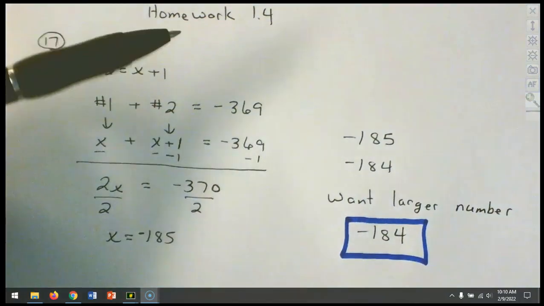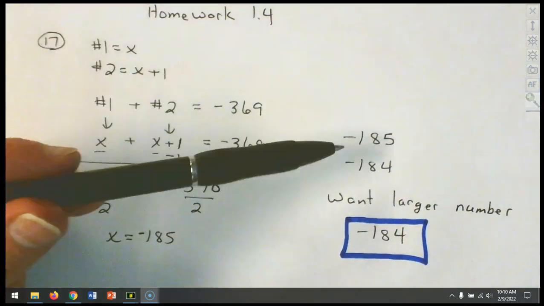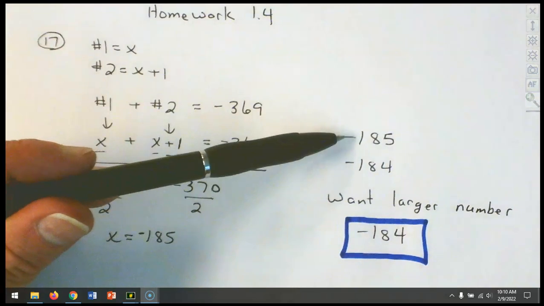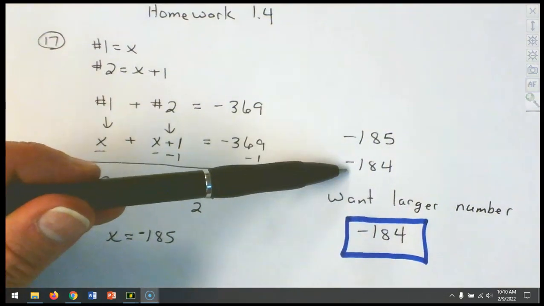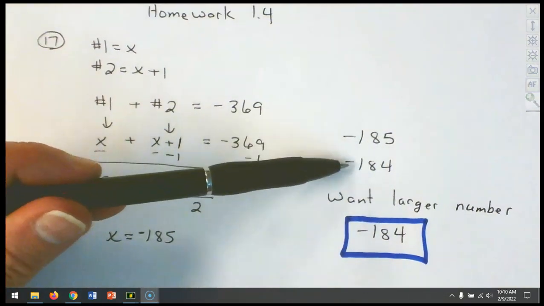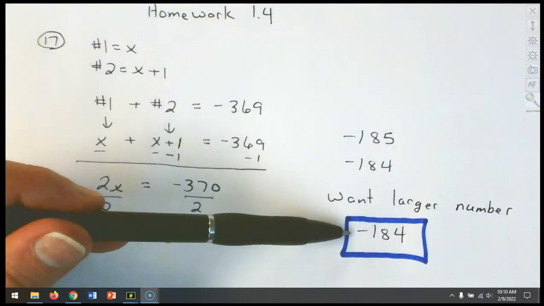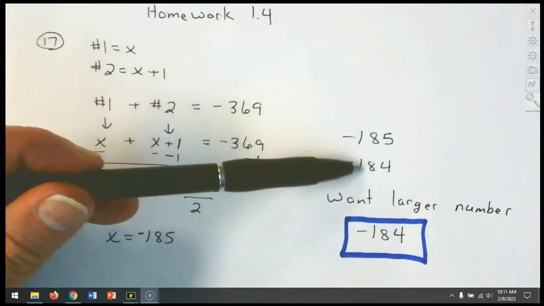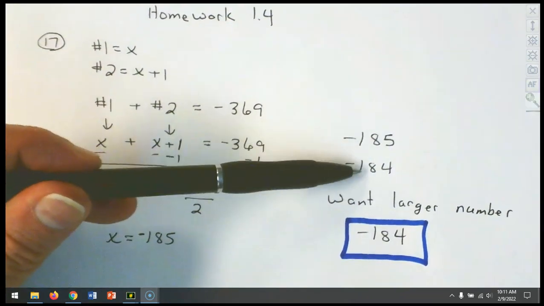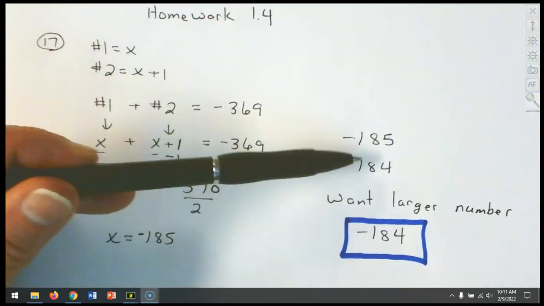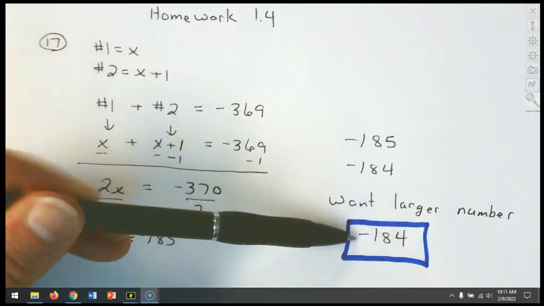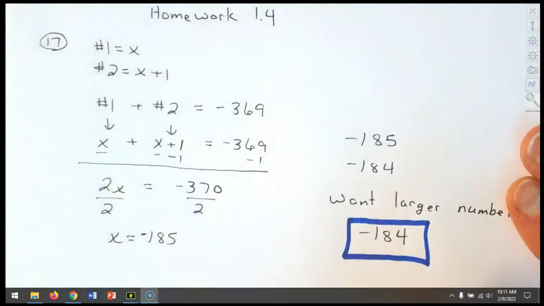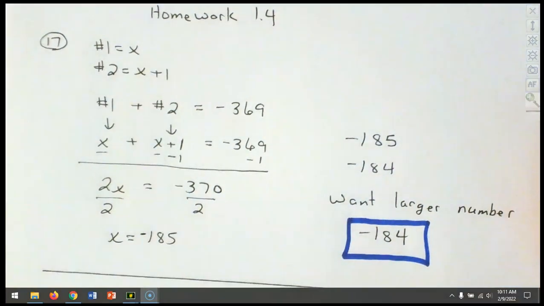A lot of times what happens is students get to this negative 185. They add 1. They say it's negative 186. And it's not. It's negative 184. And then they write down negative 186 as the larger number. And that's not correct. So make sure you get them. When you add 1 to a negative, remember, it makes it larger, and then your larger number is the smaller negative number. So that now finishes up 1.4.